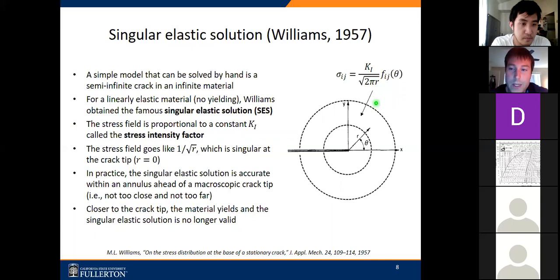And in practice, we know that infinity doesn't occur in the real world, right? The stress does not go to infinity at the tip of the crack. So the singular elastic solution is only really accurate within an annulus ahead of the crack tip. Not too close, but not too far either. Closer to the crack tip, the material is going to yield. Before the stress becomes infinite, the material is going to yield and you're going to deal with inelastic behavior anyway. So the singular elastic solution would not be accurate right up against the crack tip. All right, so that's for an elastic material.